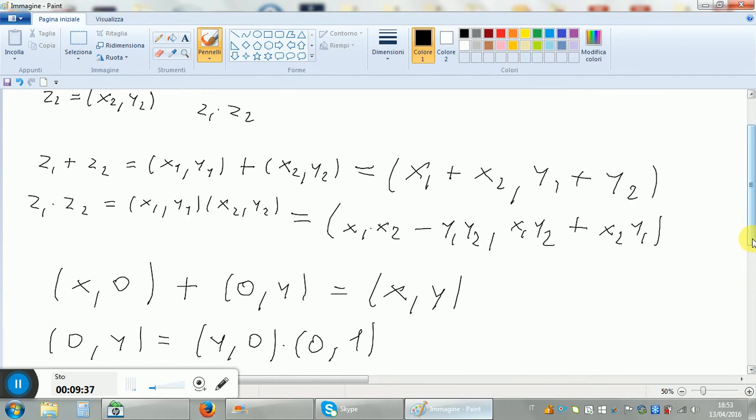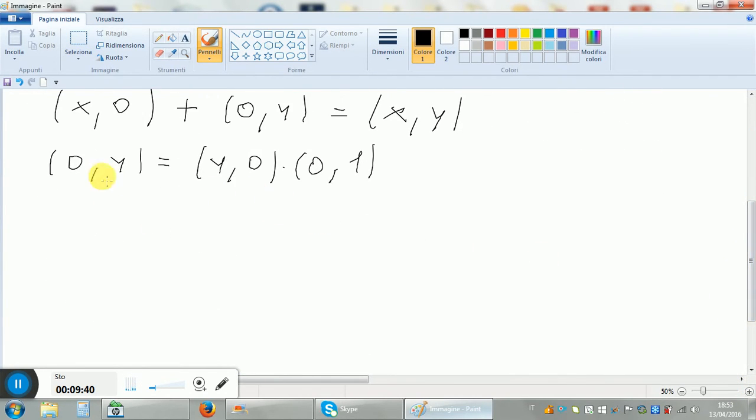Okay. z is equal to (x, y), the pair (x, y), or is equal to x plus y times i, where i is the imaginary unit.